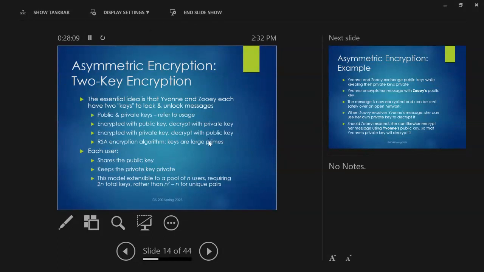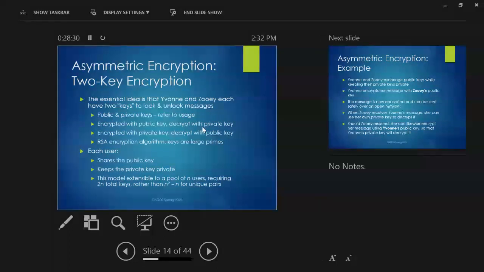So that's the essence of this. If you want to think about what we mean by keys, we mean big numbers, big prime numbers. And if we multiply them together to do the encryption, it's really hard to break them apart into their factors unless you know what the factors are, unless you have the decryption code. Okay, that's the idea of what's going on here.